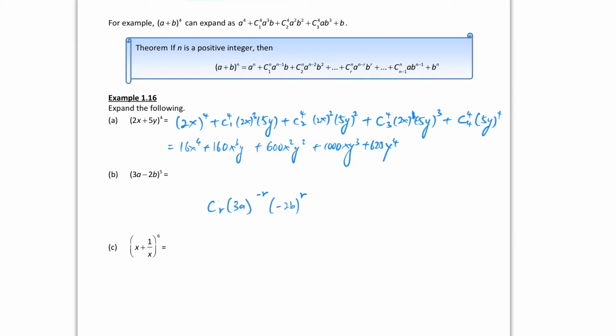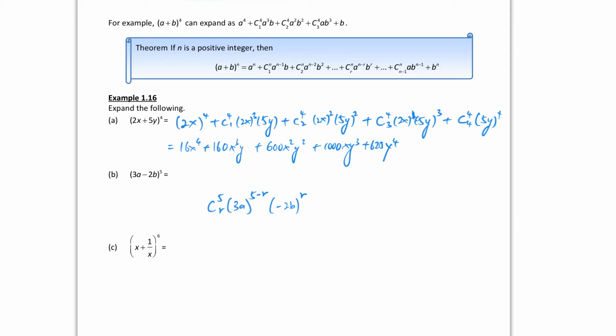If you want to find the first term, substitute r equal to 0. The first term has power 5 minus r, remember, and the second factor has power r. When you want to find the second term, r is equal to 1. If you want to find the last term, r is equal to 5. Why? Because sometimes we only want to find a specific term rather than the whole expansion. For example, I want to know the coefficient of a squared and b to the power 3. That means when r is equal to 3, I can find the coefficient. Then you can substitute r equal to 3 and write down the coefficient directly.